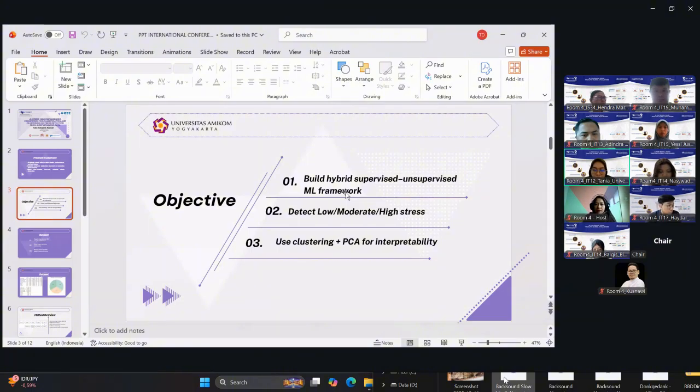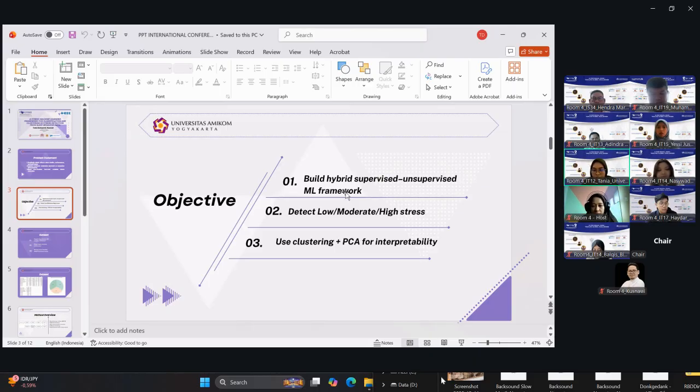Our main objective is to detect stress risk levels, low, moderate, and high, using sleep behavior features. We use a hybrid machine learning framework combining supervised learning for classification and unsupervised learning for clustering. Additionally, PCA is applied to improve interpretability and visualization.